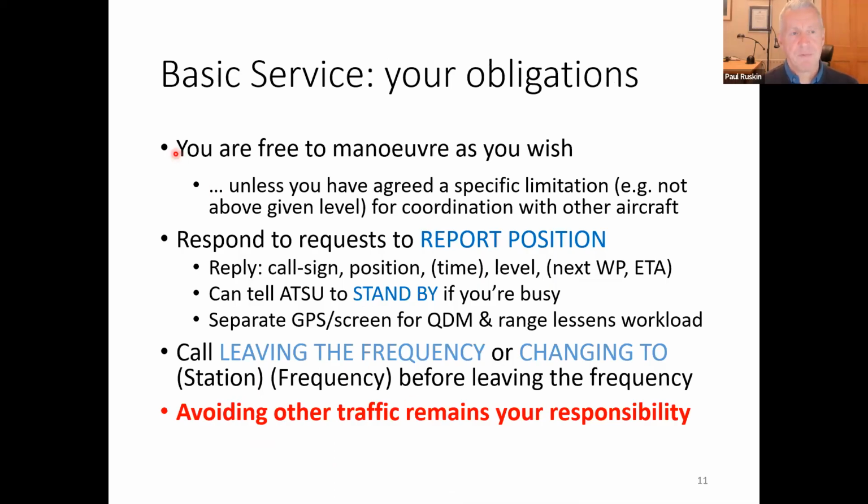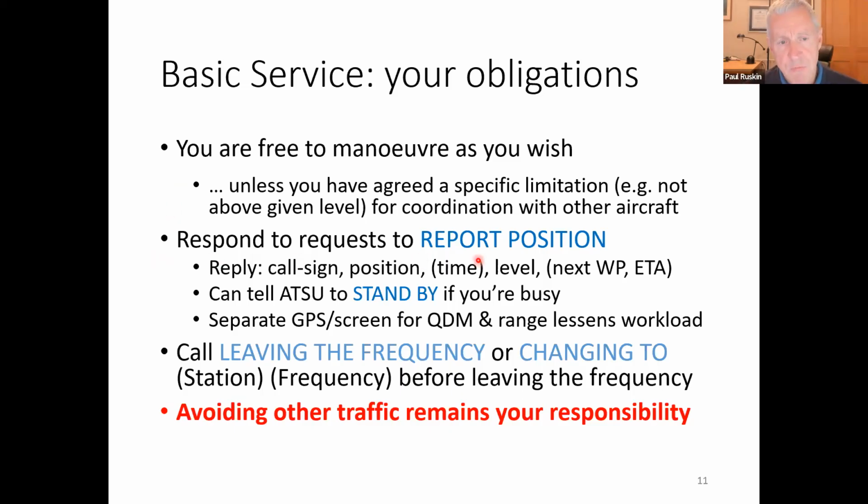Your obligations, very little. You can maneuver as you wish, unless you've agreed some specific limitation. They might have asked you not to go above a certain level, for example, for coordination with other aircraft, in which case you shouldn't do that without agreeing it with them. So if you fly over the top of Oxford Airport when they've got instrument traffic, they might ask you to limit how high you are, either not below or not above. And once you've agreed that, you shouldn't break that agreement without telling them that you're going to have to.